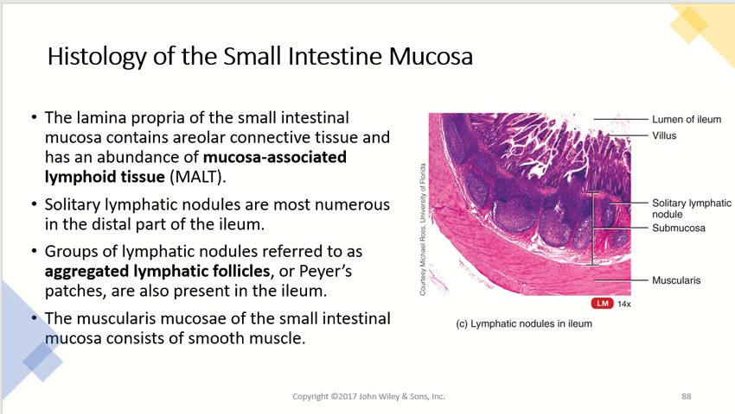And then groups of lymphatic nodules are going to be referred to as aggregates of lymphatic follicles, or Peyer's patches, and they are also going to be present in the ileum. The muscularis mucosa of the small intestinal mucosa is also going to consist of smooth muscle.